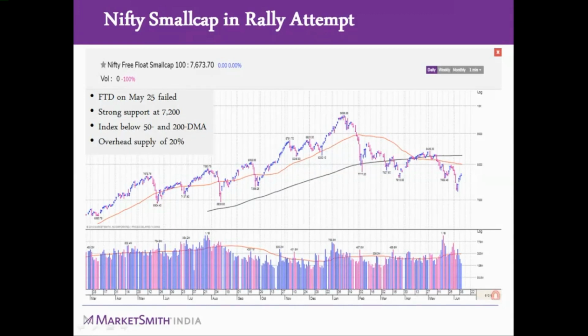So in terms of breakouts also, we are not seeing a lot of stocks breaking out of base patterns from the small cap space. So both mid cap and small cap continue to look weak right now. But the good thing is, in the short term, we see that they might have formed a bottom. So that's one good thing. But we also want a confirmation in the form of a follow through day.